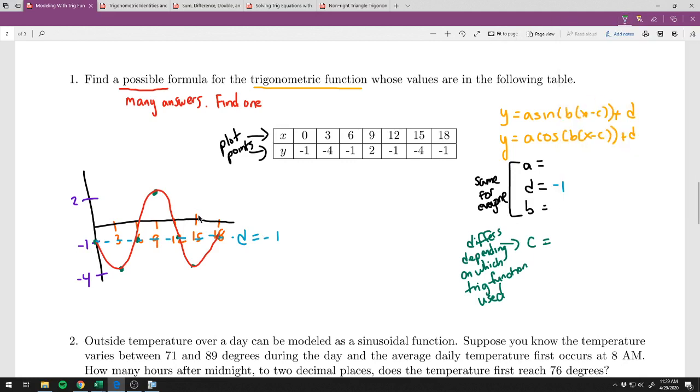A, the amplitude, remember that is how far we go from the midline to either the top or the bottom. And that is going to be 3, going from -1 to 2, or -1 down to -4.